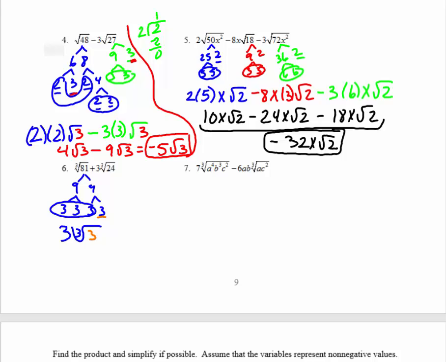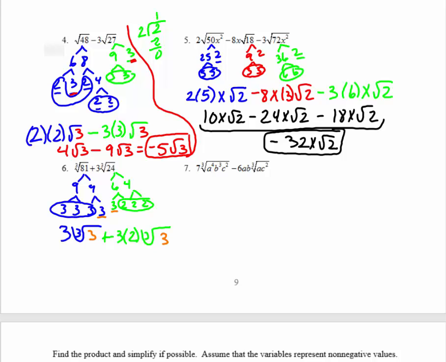On the next one, we have plus. 24 is 6 times 4. 6 is 3 times 2, and 4 is 2 times 2. So again, we do have a triplet. There is a 3 on the outside, so the 3 is going to get multiplied by 2. Don't forget the index of a cube root, and what's left underneath is this 3.